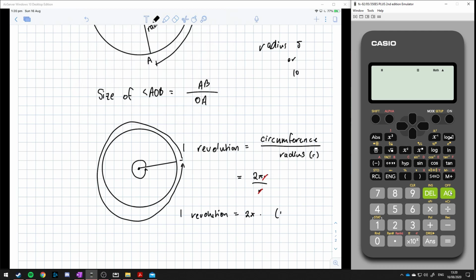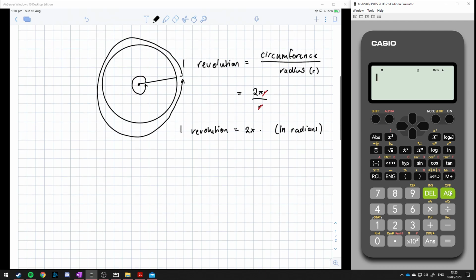So in radians, if we ever want to measure a full circle, the angle of a full circle in radians is 2 pi. So that leads us to our first of our basic conversions, which is 360 degrees of a circle is equal to 2 pi in radians.